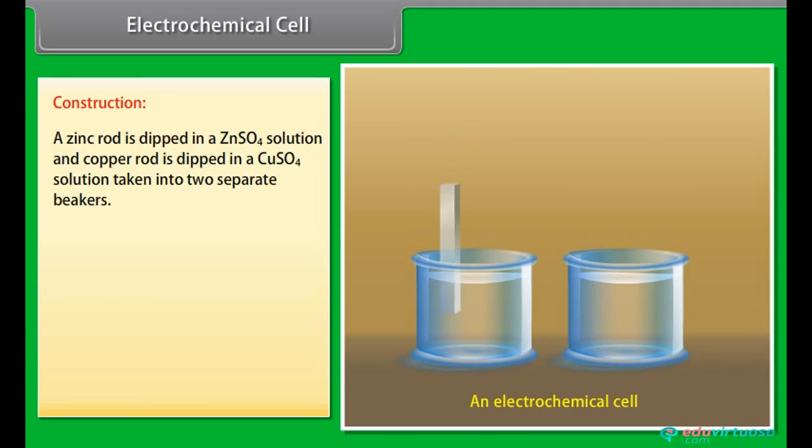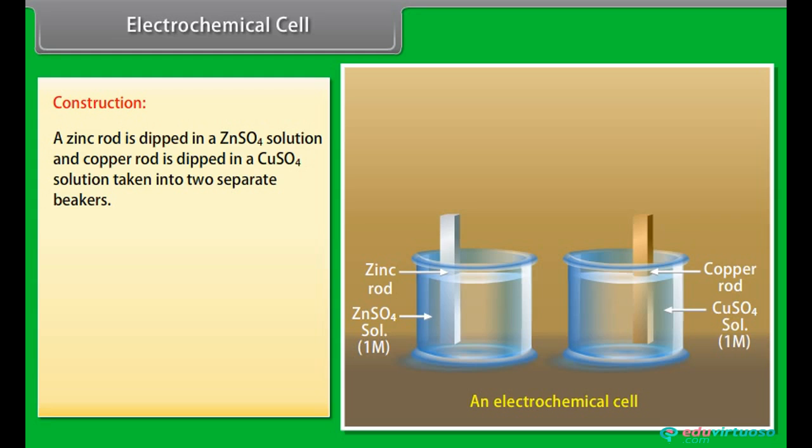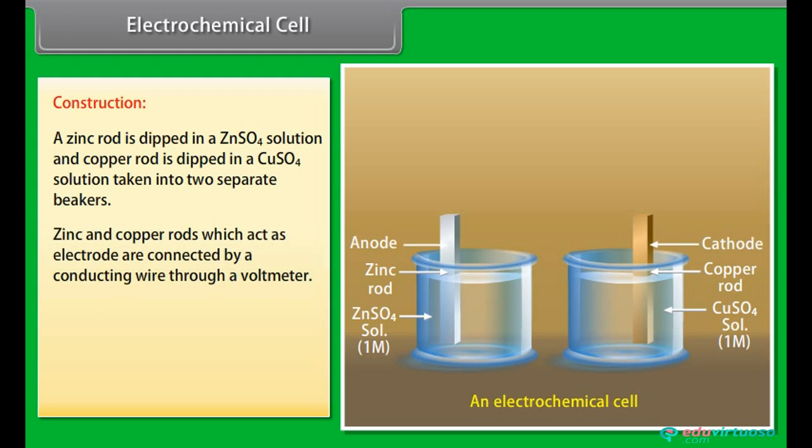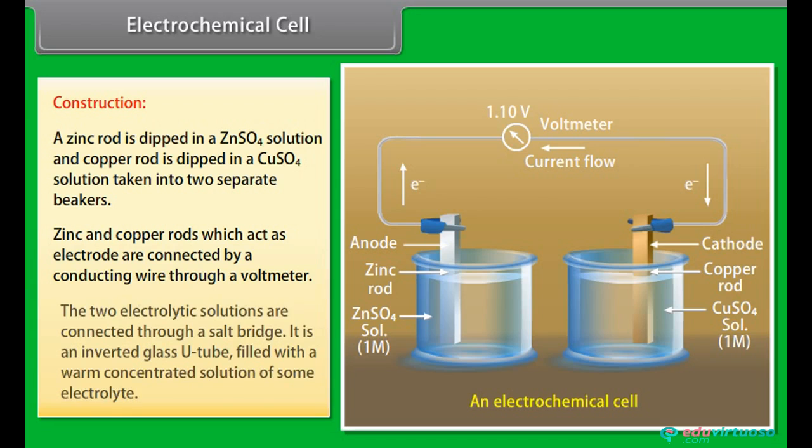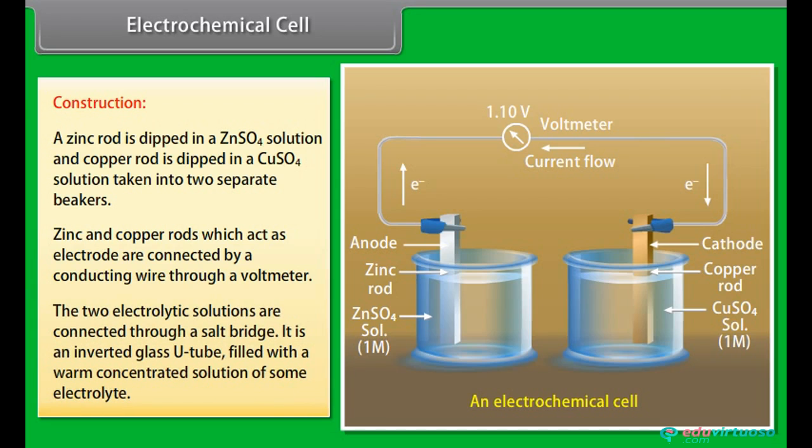Construction. A zinc rod is dipped in a ZnSO4 solution and copper rod is dipped in a CuSO4 solution taken into two separate beakers. Zinc and copper rods, which act as electrodes, are connected by a conducting wire through a voltmeter. The two electrolyte solutions are connected through a salt bridge. It is an inverted glass U-tube filled with a warm concentrated solution of some electrolyte.